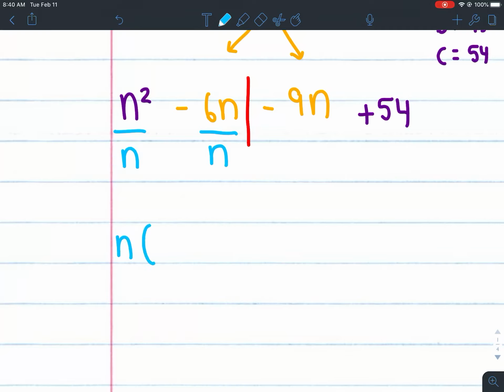So we have n, and then we have left over n minus 6. Because if I have 2 n's and I take away an n, I have 1 n left. And then negative 6 divided by 1 here is just negative 6, and these n's actually end up canceling.